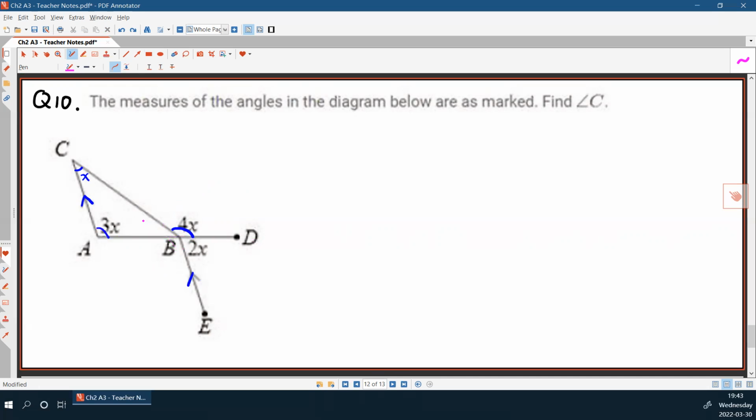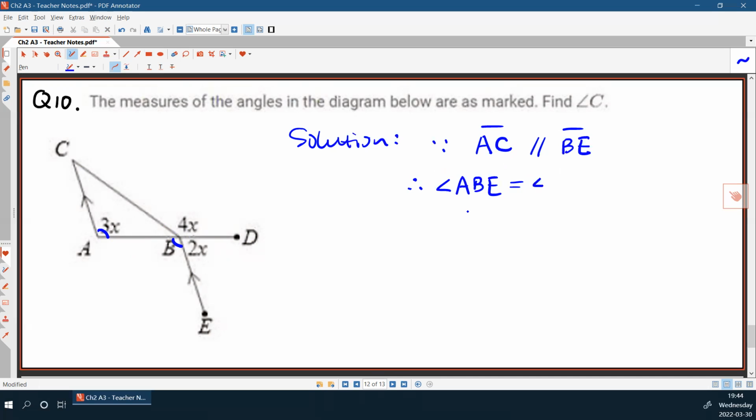So let's write all of these down in a formal way. Okay, first of all, we know AB is parallel to CD, right? Therefore, angle here and angle here are alternate interior angles. Oh, sorry, it's not AB. So AC and BE. Therefore, we know angle ABE should equal angle BAC, which is 3x, right?